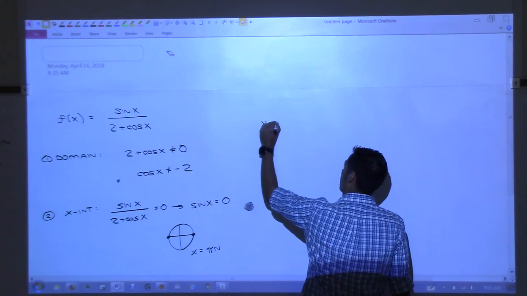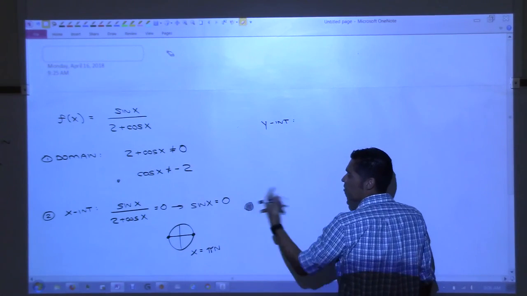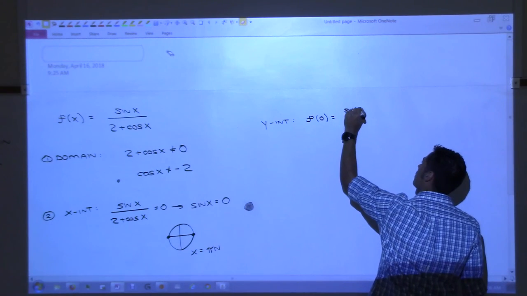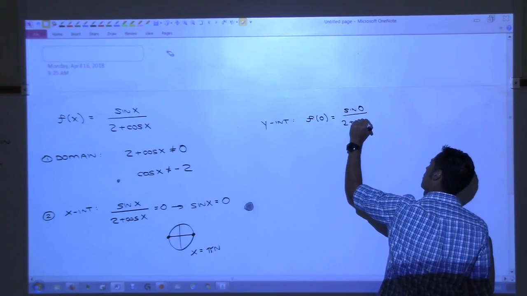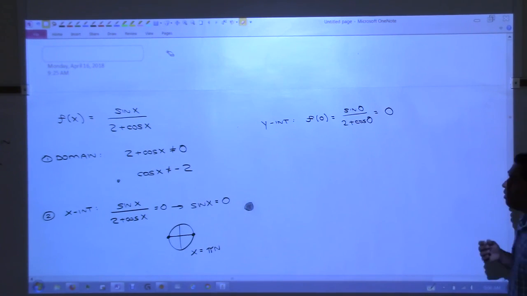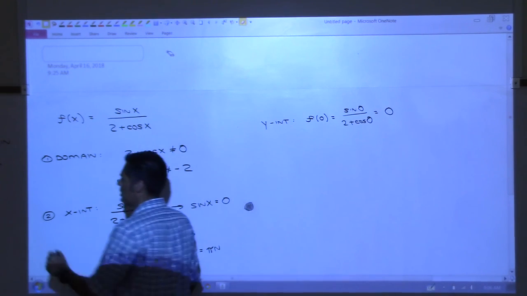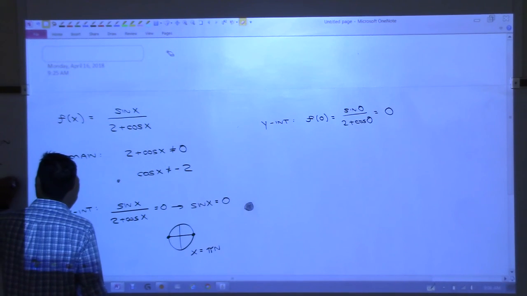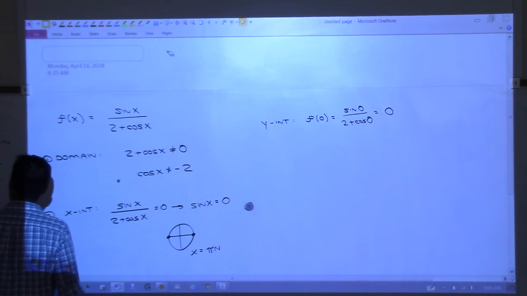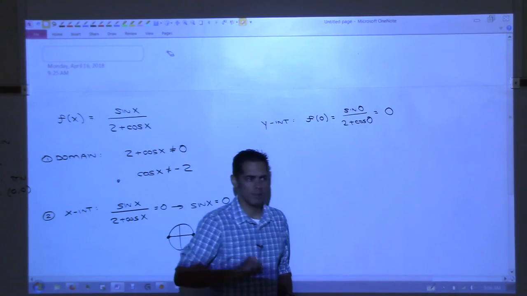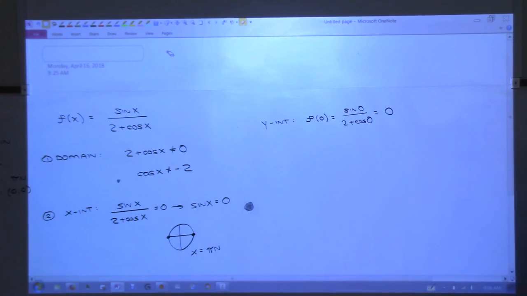Y-intercepts, well, we plug 0 into the function, right? F of 0. And when we do that, we get sine of 0 over 2 plus cosine of 0. And that's just 0 because sine of 0 is 0. So we're going to have a y-intercept at 0. Let me put that over here. X-intercepts, we're going to have an infinite number of them at pi times n, and I have a y-intercept. I'm going to write my y-intercept as an ordered pair, as a point. Plug in 0, spits out 0. All right, so far, everything seems to be going pretty smoothly.